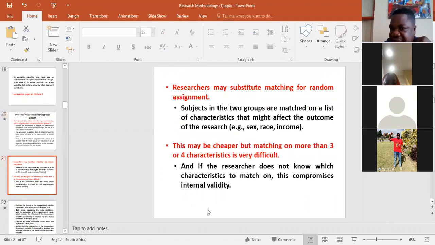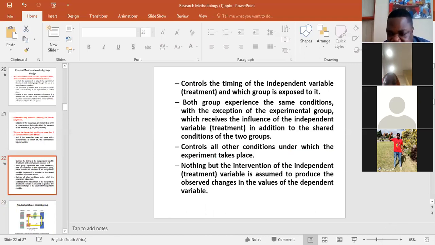Researchers may substitute matching for random. After you have randomly selected them into two groups, you also do the matching. You match the experimental group versus the control group, maybe according to age, gender, race, or income level. Usually it's not easy to match using more than 3 or 4 characteristics. Usually we match the cases and the control using only 1 or 2 variables, usually age and gender. It's very easy to match them. Then you have well-known equivalent groups.